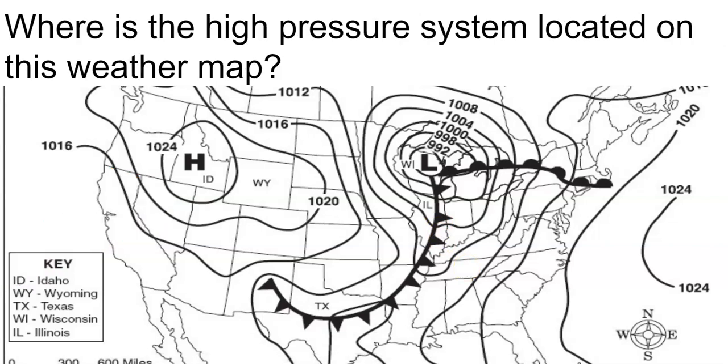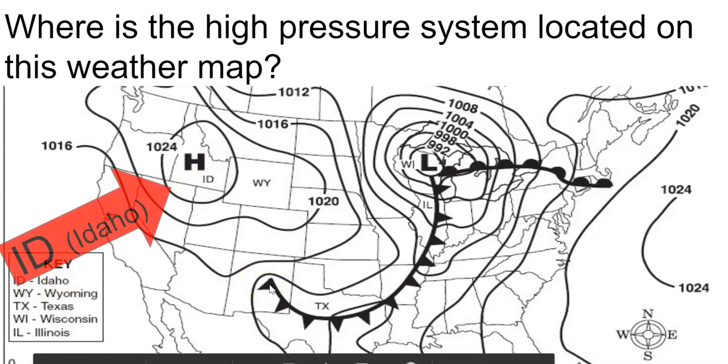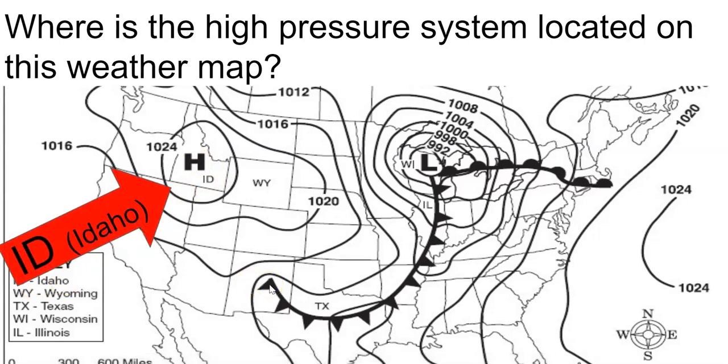Where is the high pressure system located on this weather map? Okay, so we have to know what the symbols are. We have to know that the H represents high pressure and the L represents low pressure. And on this, you would also need to look at the key to know what the letters are on the states. So we know our high pressure system is right here. We'd look at ID would be Idaho. So Idaho has the high pressure system.